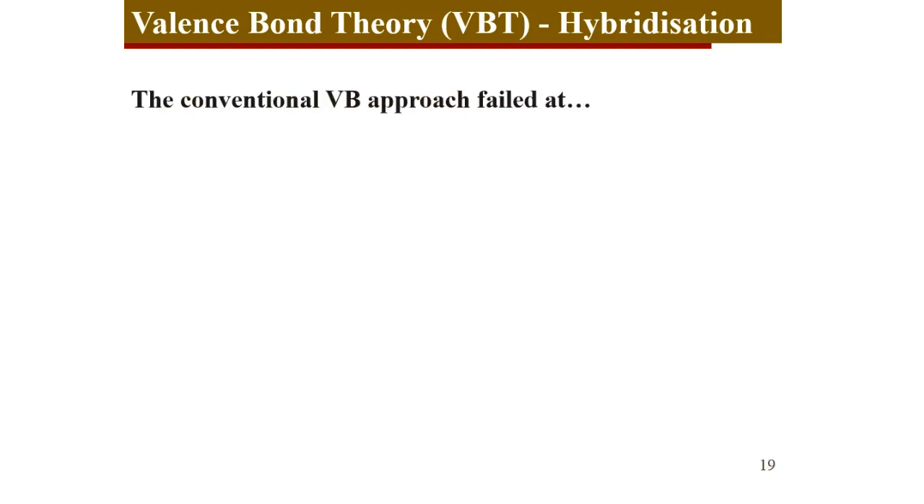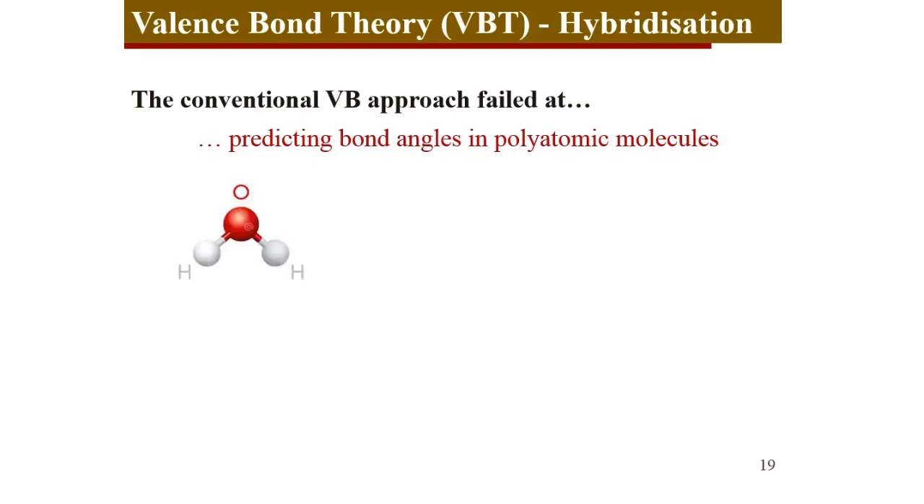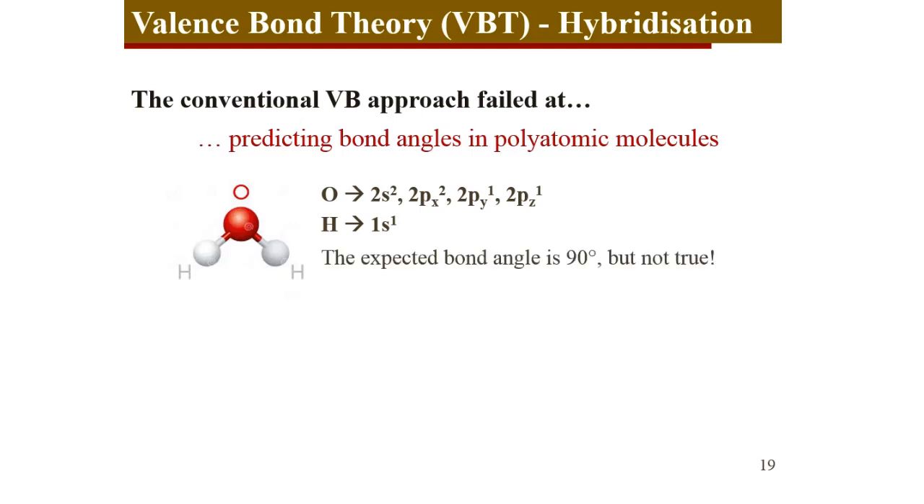So, why did the conventional valence bond approach fail? Two examples are there. First one, predicting bond angles. For example, if you take water molecule having two hydrogens around one oxygen atom. See, oxygen has two half-filled orbitals here, 2py and 2pz. We would expect that this hydrogen having this one electron can pair with this 2p and the other hydrogen can pair with the 2pz. As 2py and 2pz are lying perpendicular to each other, that is they are 90 degrees to each other, we would expect that the water molecule has bond angle of 90 degree, but that's not the case. We know that the bond angle is larger than 90 degree. So how to explain this?